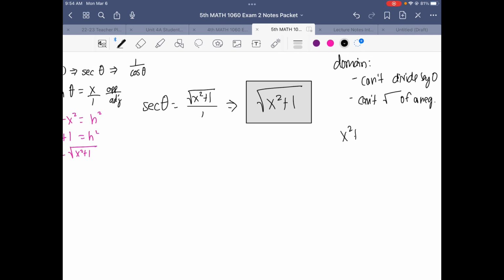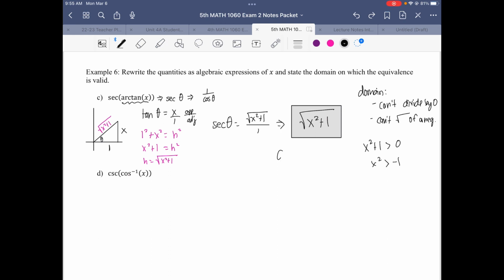So x squared plus 1 has to be greater than 0. Therefore, x squared has to be greater than negative 1. Well, this is always true. X squared is always, always, always positive. So this doesn't really restrict it because that would always be true no matter what. So our domain here is all real numbers. There is no way to make this untrue.